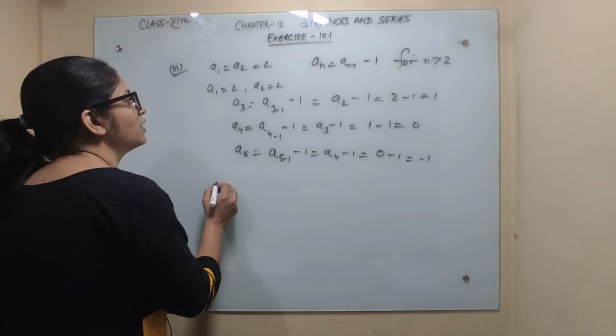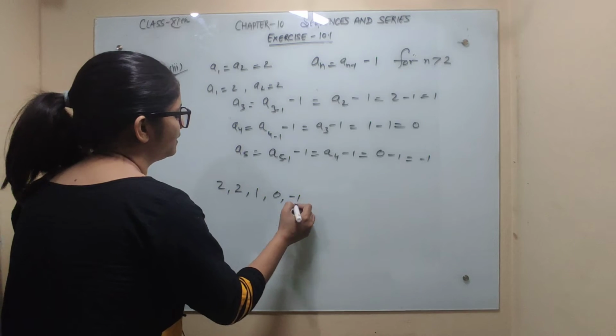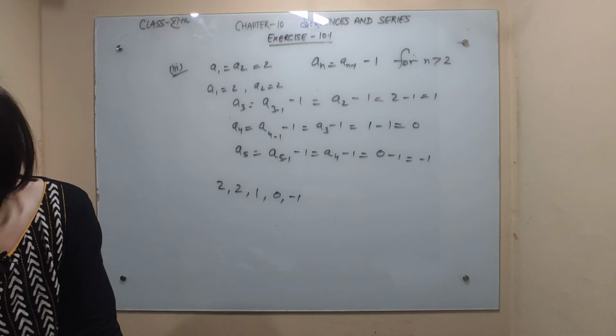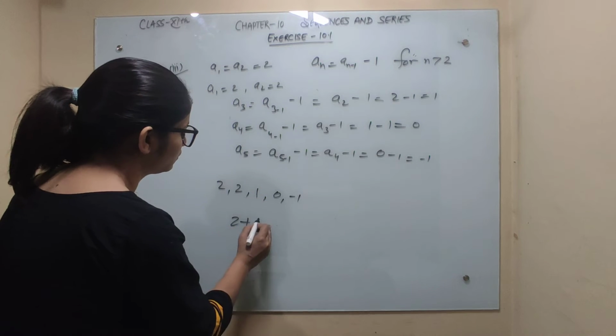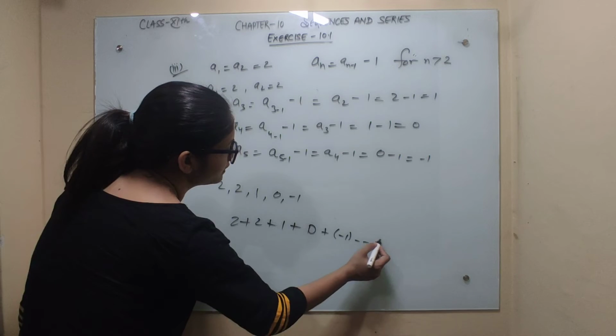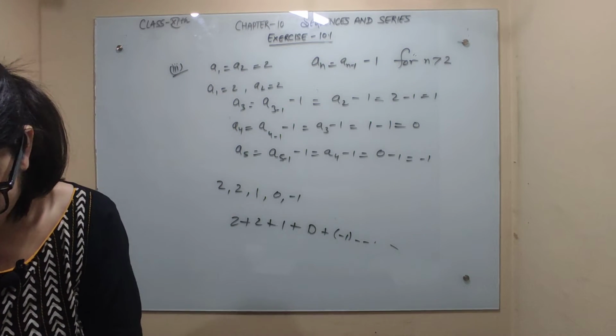So the sequence will be 2, 2, 1, 0, minus 1. And the series you can write 2 plus 2 plus 1 plus 0 plus minus 1 plus and so on. Like this it will go. Question number 10 is over. Now question number 11.